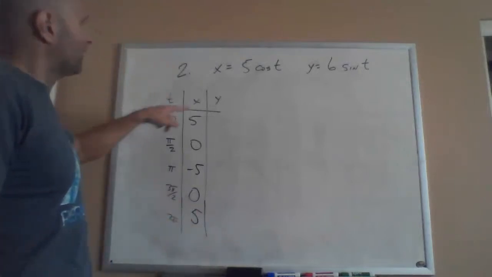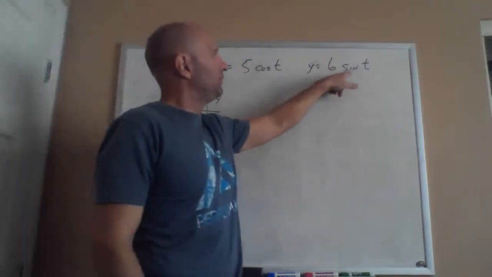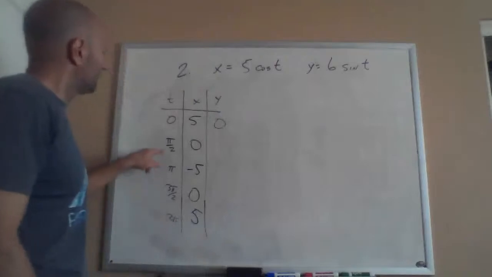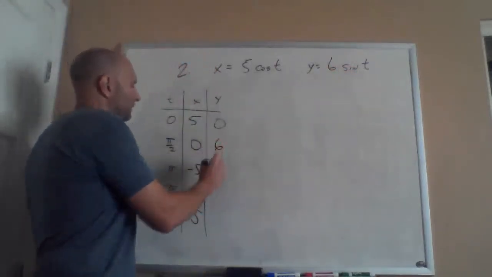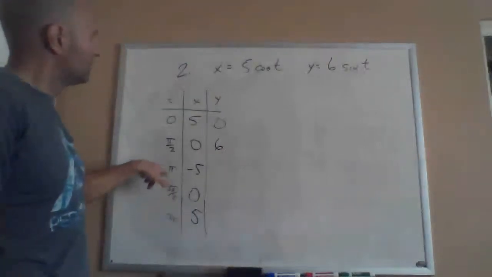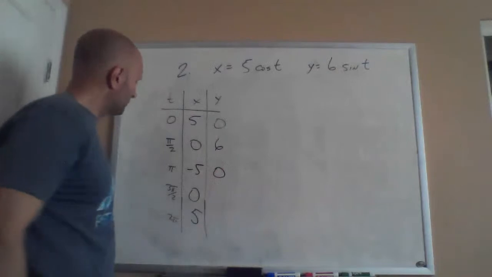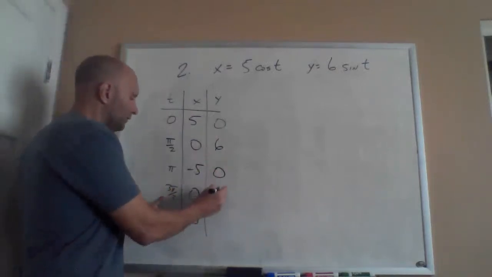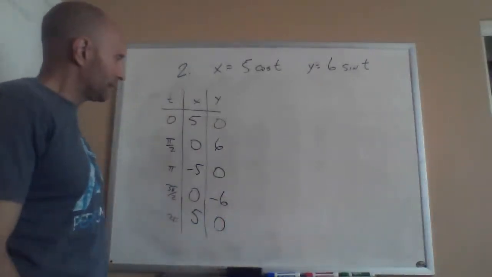Okay, so now figure out our values for y. So plug in 0. Sine of 0 is 0. 6 times 0 is 0. Sine of pi over 2 is 1. 6 times 1 is 6. Sine of pi is 0. 6 times 0 is 0. Sine of 3 pi over 2, negative 1. So this is negative 6. And then back to 0 again.